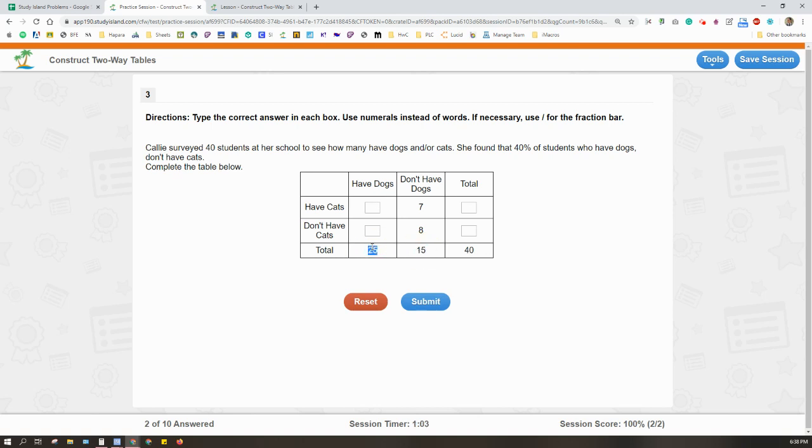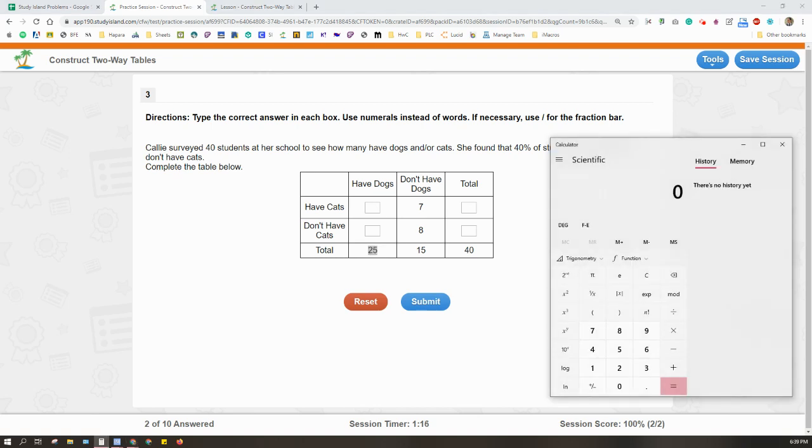Of the students who have dogs, 40% do not have cats. So all you have to do is calculate what 40% of 25 is. Now, hopefully this is something you can do in your head, but if you can't, that's okay. You can use your calculator. 40% is 0.4. And if you want a percent of a number, you multiply, so 0.4 times 25. 0.4 times 25 will give you 40% of 25, and there's your answer, 10.